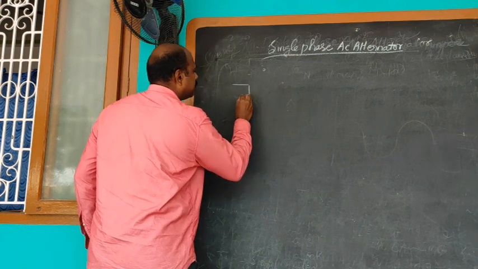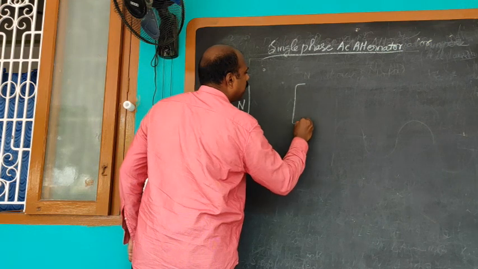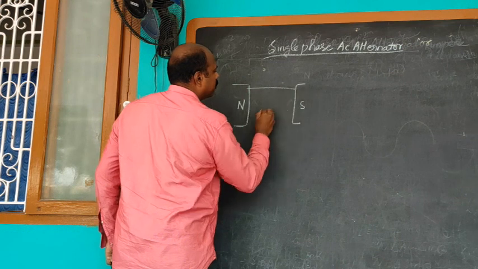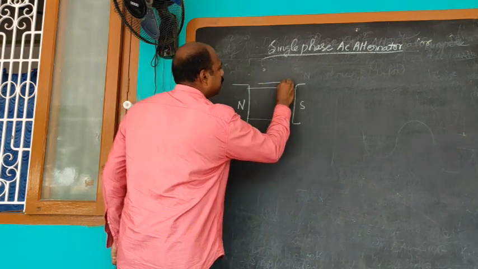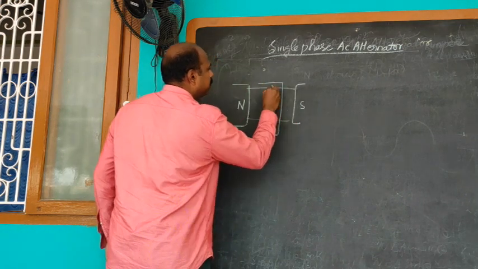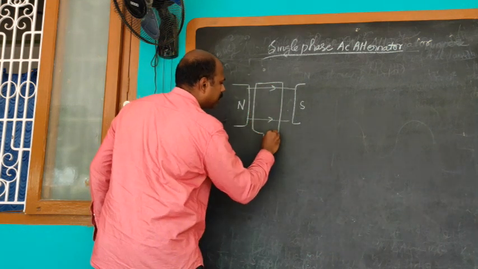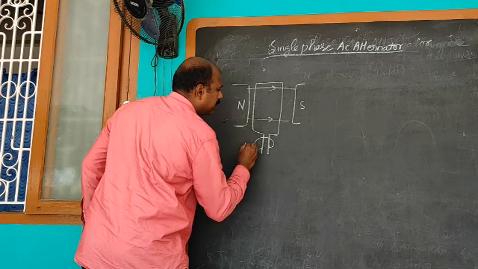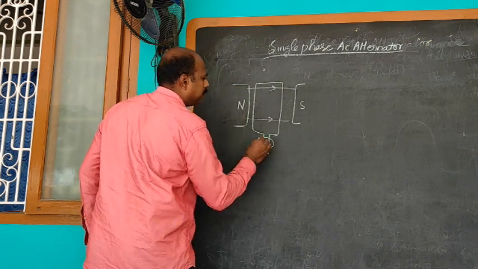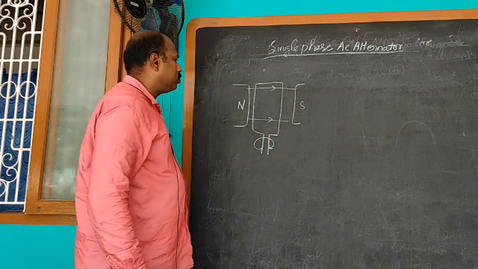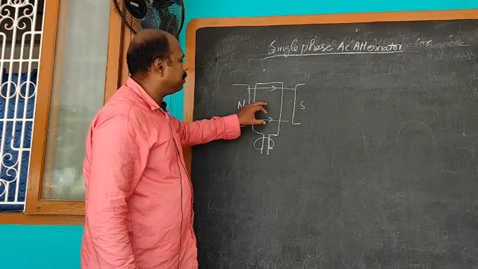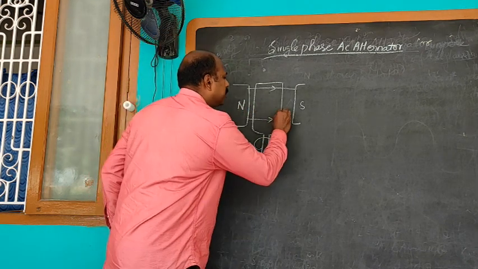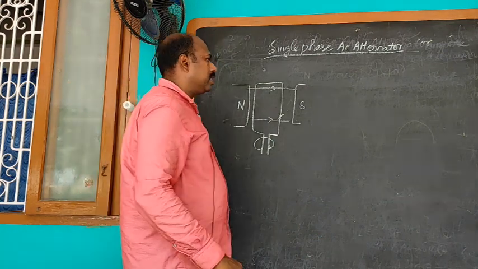Consider this is the field magnet, north pole and south pole. We know the magnetic flux lines pass from north to south like this. This is the armature coil or armature conductor. It is made to rotate inside the field. Okay. So by rotating the armature coil, what happens? There is a change in magnetic flux, thereby EMF is induced in the circuit.